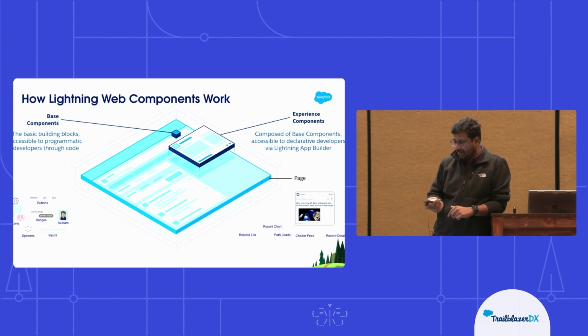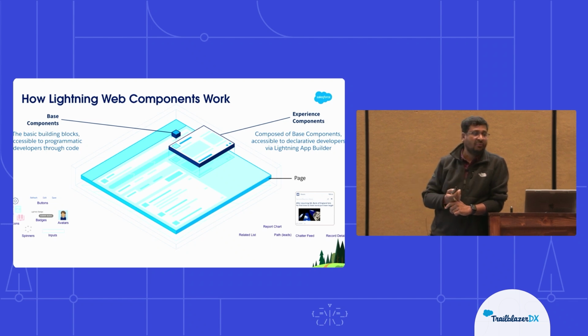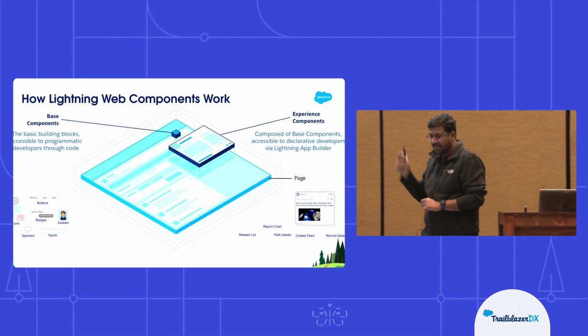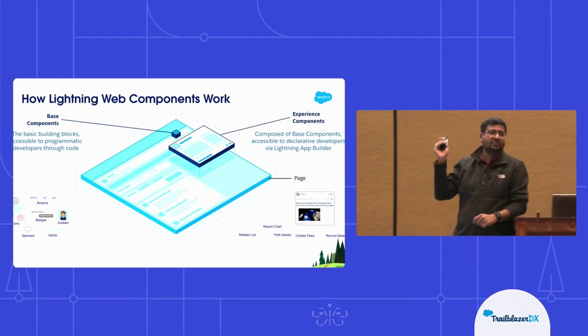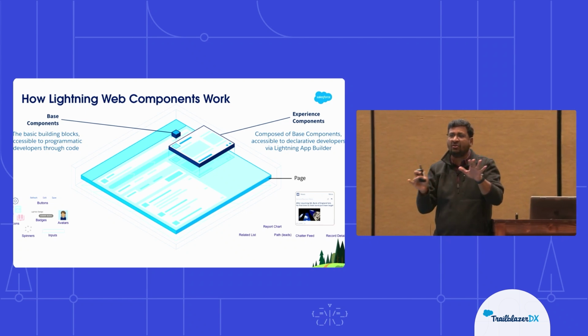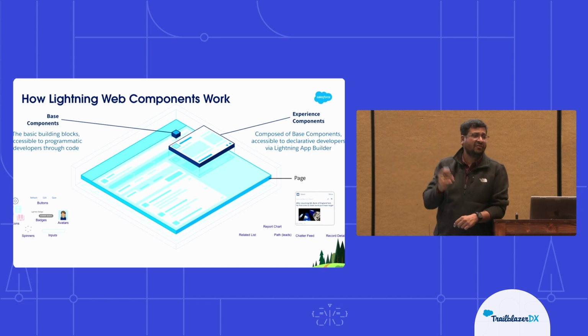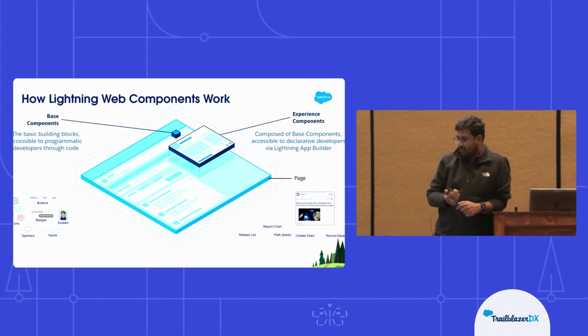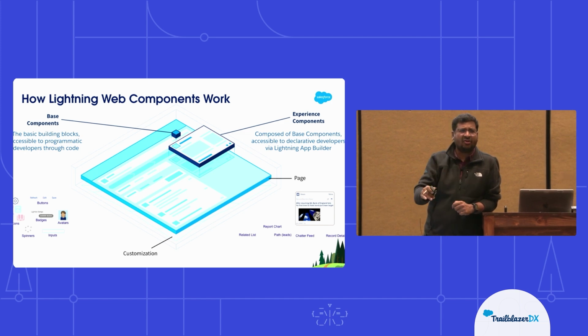Now, once you build the experience components, as you can see in the diagram here, you can build one or more experience components, and then you can configure all those components to become a page, like whatever you are seeing in the web page. A web page can contain a number of components. Now, once you create that page, you can always customize. Whenever you want, you can drag and drop the component.